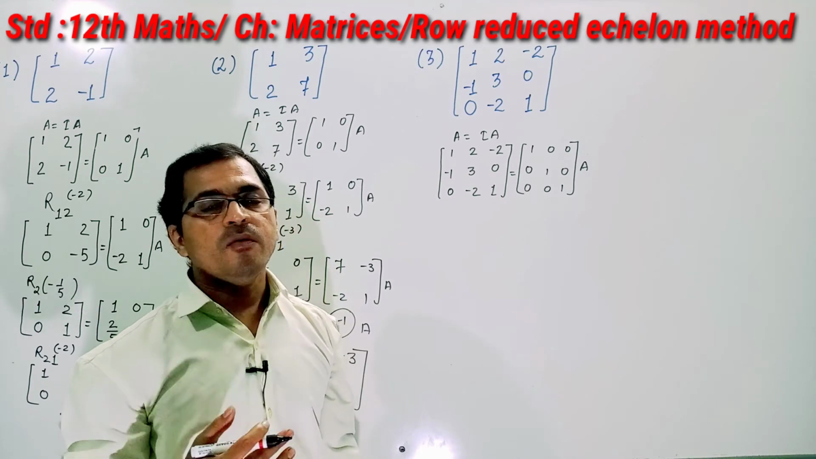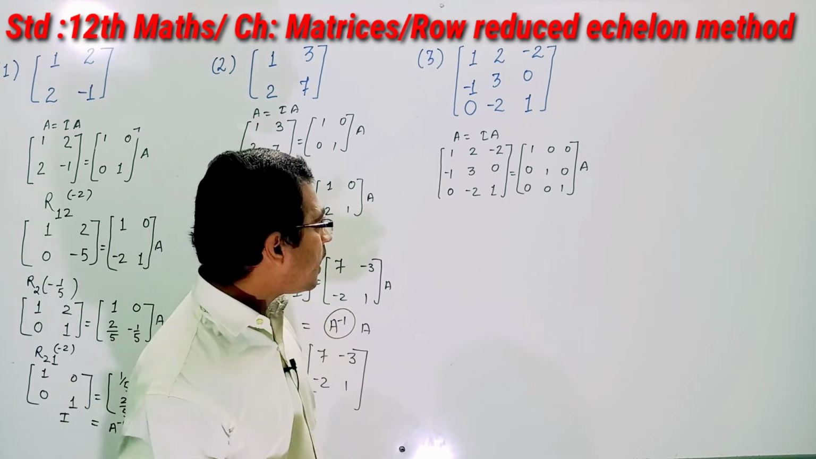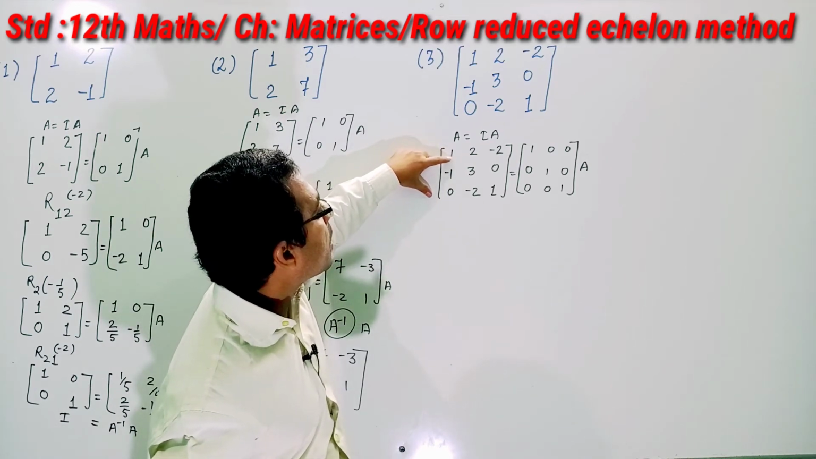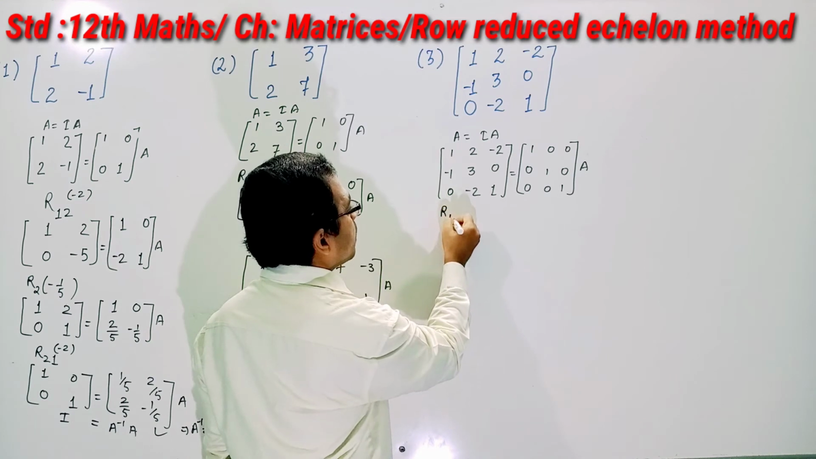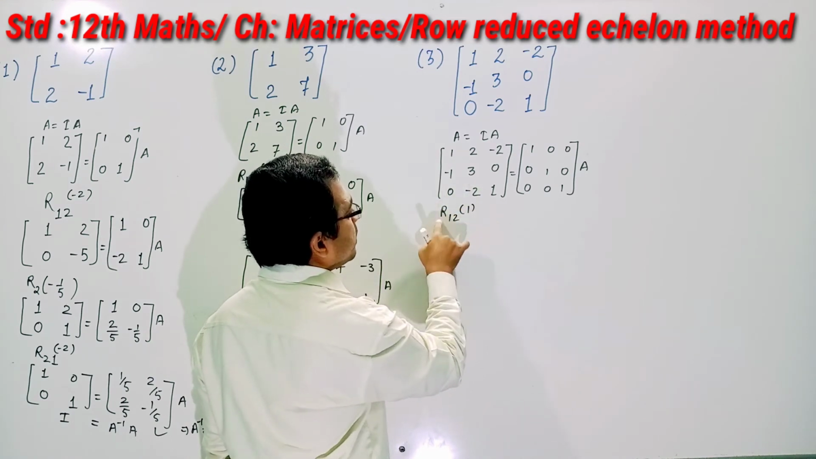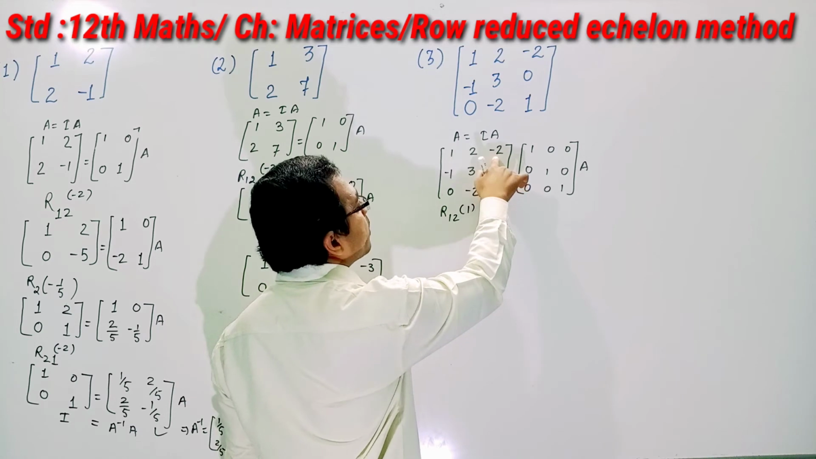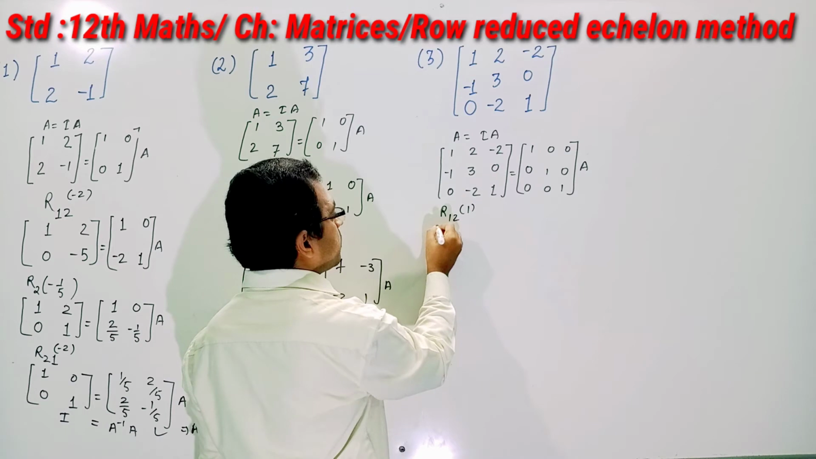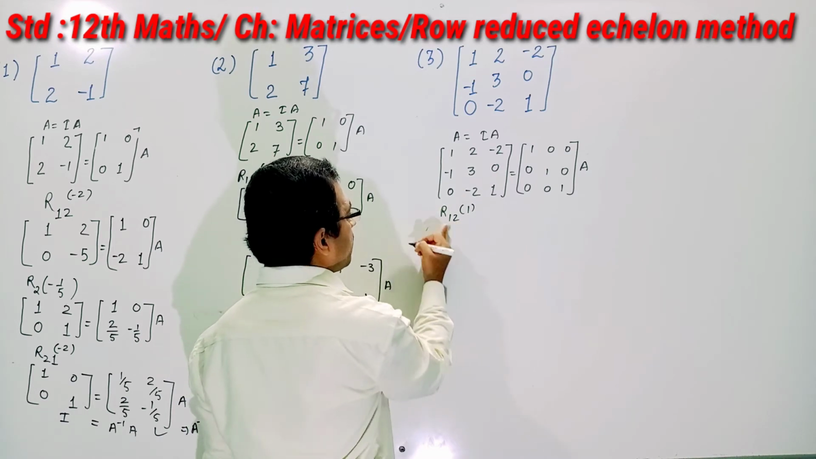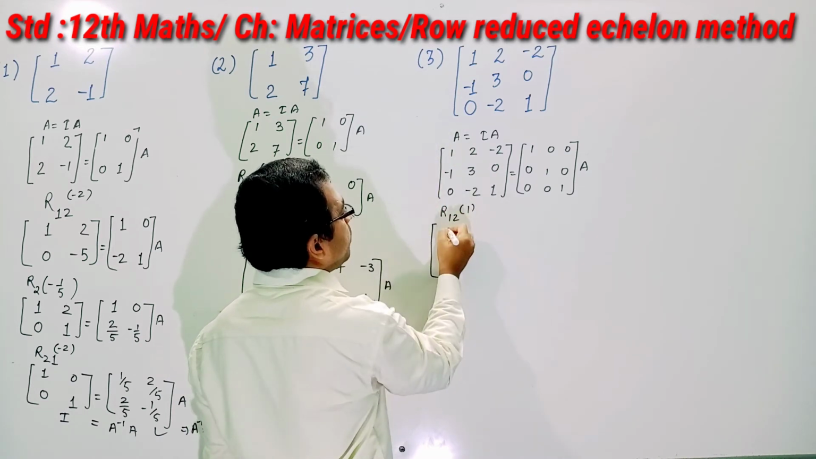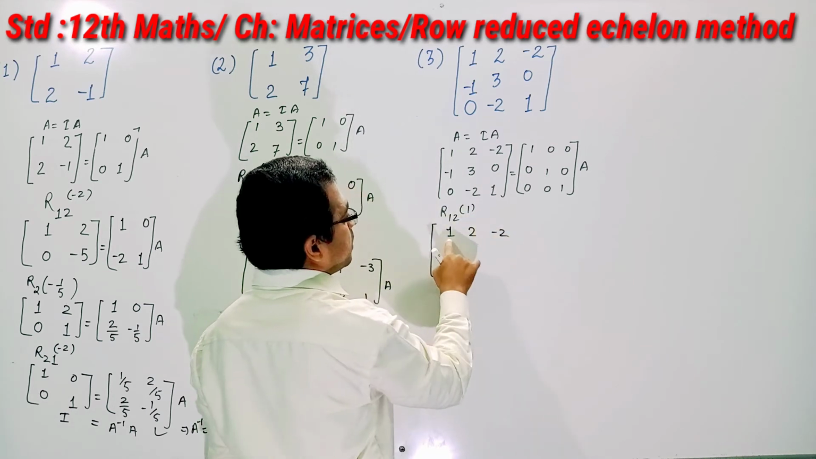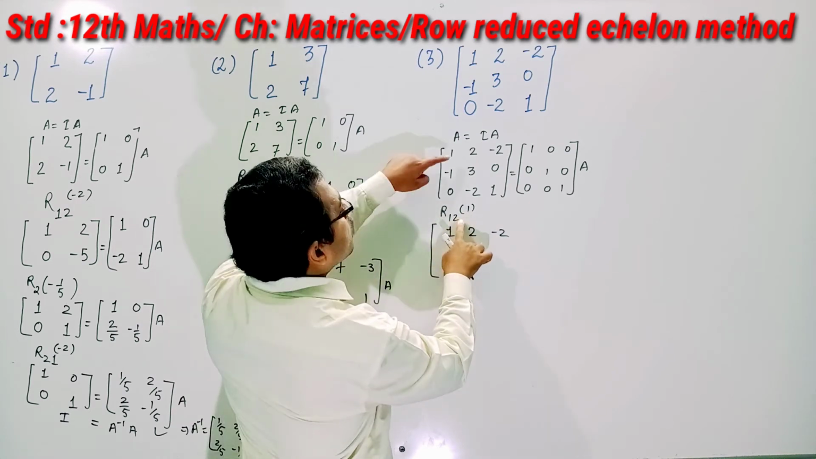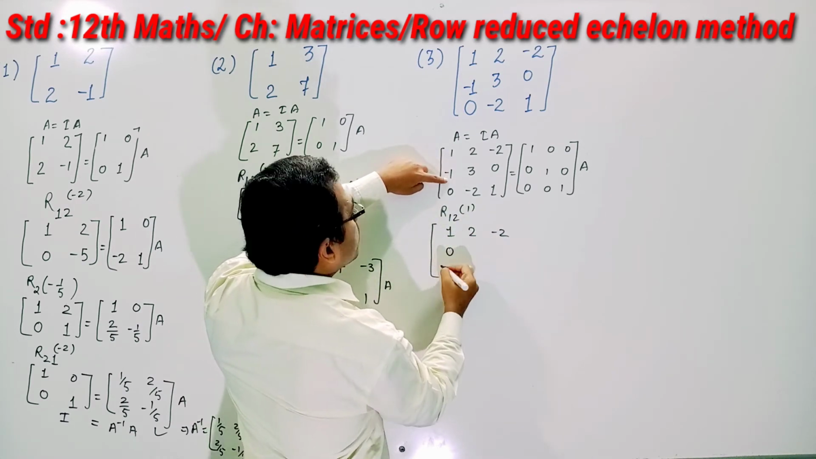So to find these elements of this matrix, we will have to do certain row operations over here. Okay students, so first of all we will do R12. So what happens if we are doing R12? R1 is multiplied by 1 and it is added to R2, so it will become 0. Okay students? So in the very first step, there will be no change. 1, 2, minus 2. This row is multiplied by 1, so there will be no change, and it is added to row 2. So we are getting 0.